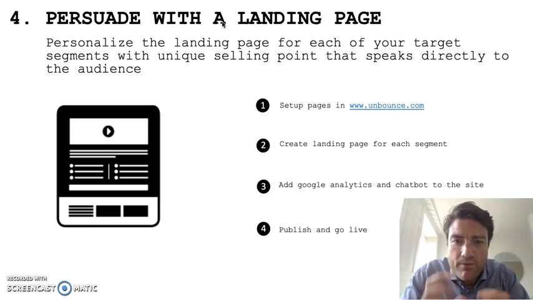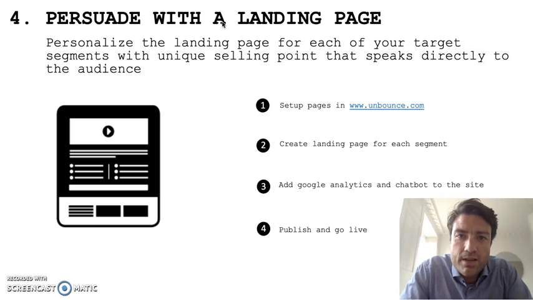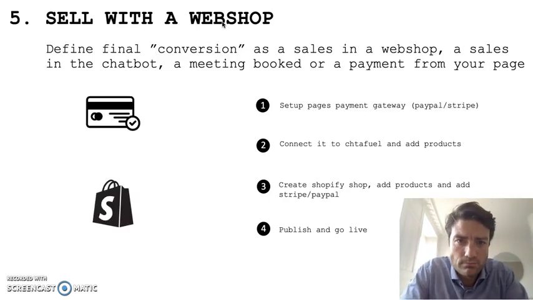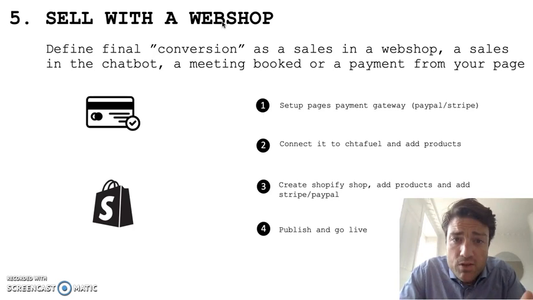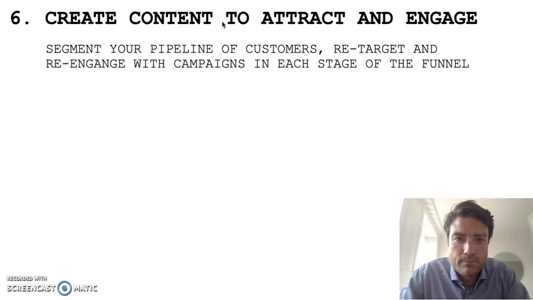And on this landing page, we're very careful, first of all, about making it mobile friendly, but also making sure that it's converting, that whatever the call to action is on this landing page will actually make the visitor convert. And finally, we can set up a web shop where we can have the payment either through PayPal or with Stripe. That could be in the chatbot, but it could also be a web shop set up in Shopify if you have multiple products.